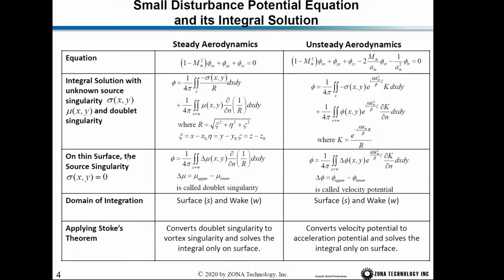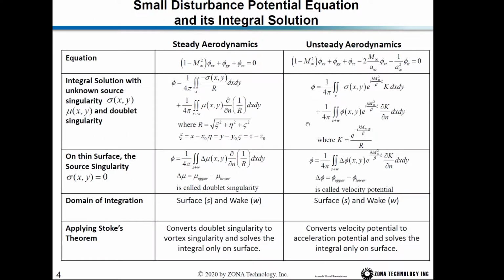If we are on the thin wing, the steady and unsteady source terms vanish. So we only have the doublet and the velocity potential term. The doublet term in the steady flow can be converted into vortex, and for unsteady flow, the velocity potential can be converted into the acceleration potential. Both vortex and acceleration potential on the wake are 0. Therefore, we only need to evaluate this integral on the lifting surface only. We don't need to model the wake.